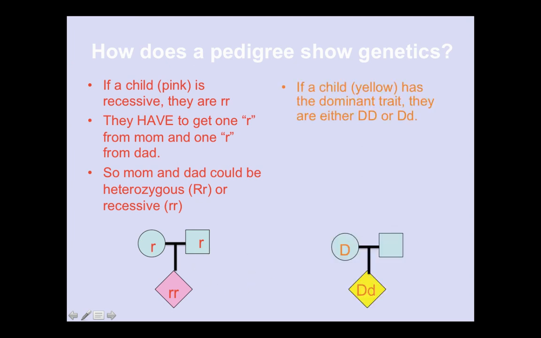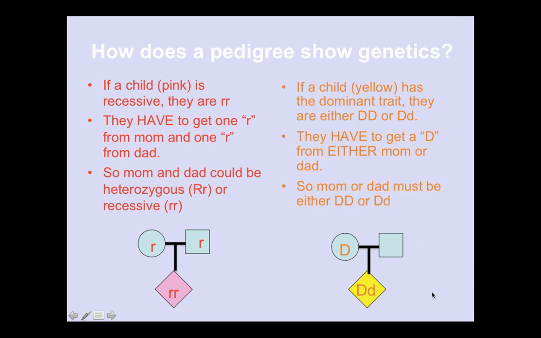Okay, let's try this one. If this yellow child is dominant, they could be big D, or big D, little d. And they have to have gotten this big D from either mom or dad. If they're big D, they had to have gotten a big D from mom and a big D from dad. But either way, they have to have at least 1 dominant parent. So one of these parents has to be dominant. Okay.